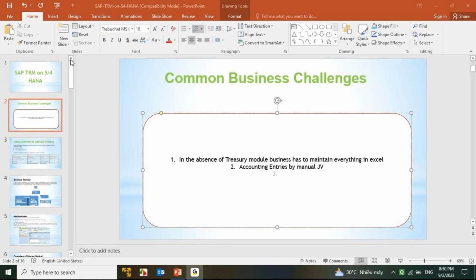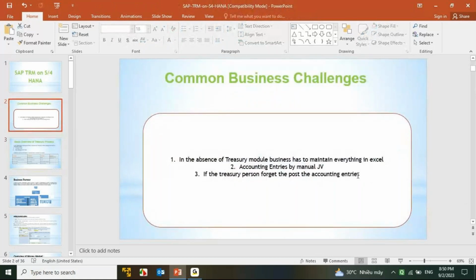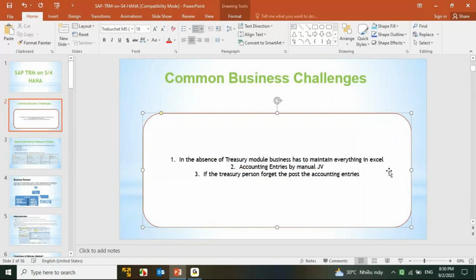Okay, so let's start. What I was talking about is all about manual accounting entries. In this process, the most difficult part is if the treasury team or treasury person forgets to post the accounting entries, then what will happen? Because in the system there is no alert, no standard. So every time, based on your Excel, you have to post the manual JV.